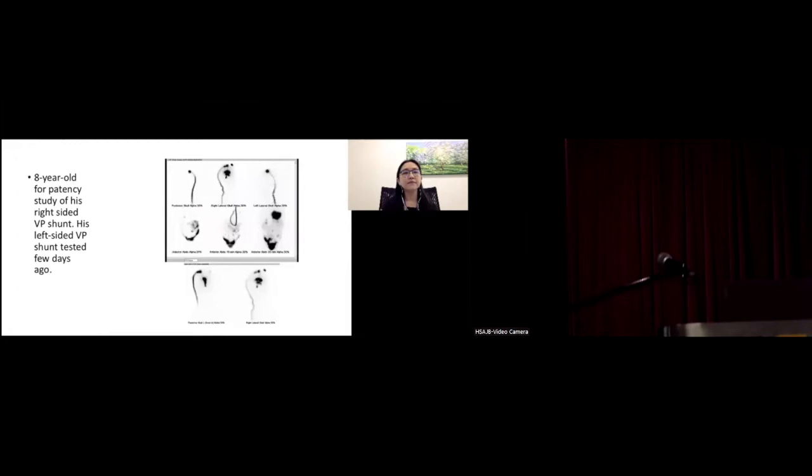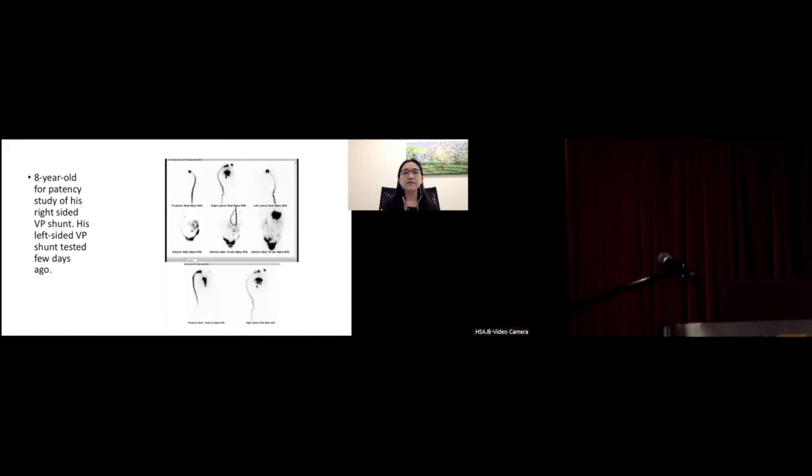Another case of SPECT-CT in these interesting cases is an 8-year-old girl for patency study of her right-sided VP shunt. And her left-sided VP shunt was tested a few days ago. So on the initial images, the radiotracer did not reflux through the right ventricular catheter into the intracranial CSF spaces. However, the radiotracer descended the right peritoneal external catheter freely with intraperitoneal dispersion within 5 minutes post-injection.